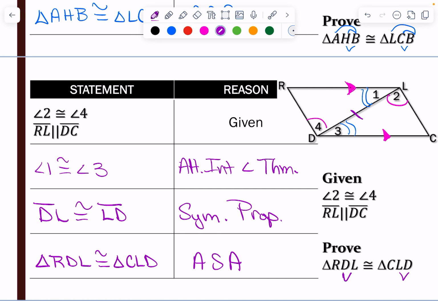And that is our second day of triangle congruence theorems. So we have side, side, side; side, angle, side; angle, side, angle; and angle, angle, side. Okay, so just be careful.